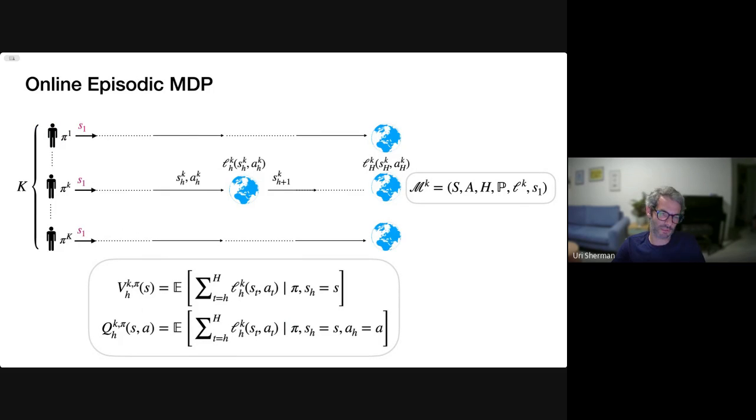In the online adversarial episodic setting, we consider capital K episodes of interaction, where in episode K, the agent interacts with the MDP M superscript K, which shares all elements with the MDPs from the rest of the episodes, only with a different loss function denoted L superscript K. Because this is an adversarial setting, we're not making any assumptions about the loss functions. They're not coming from any distribution. Value and action value functions are defined in the standard way, only with an extra superscript K that denotes which episode of interaction they relate to.